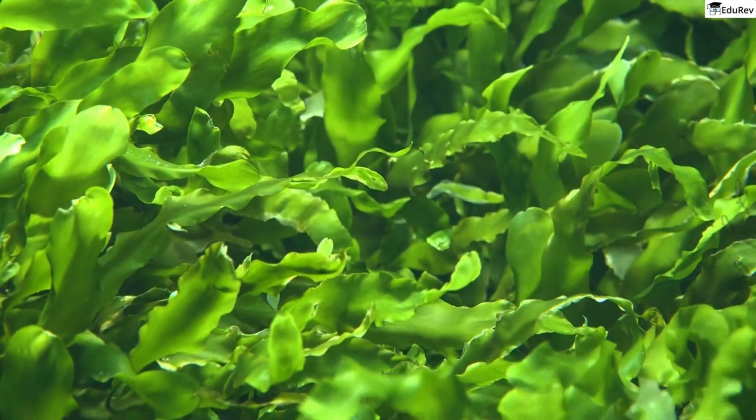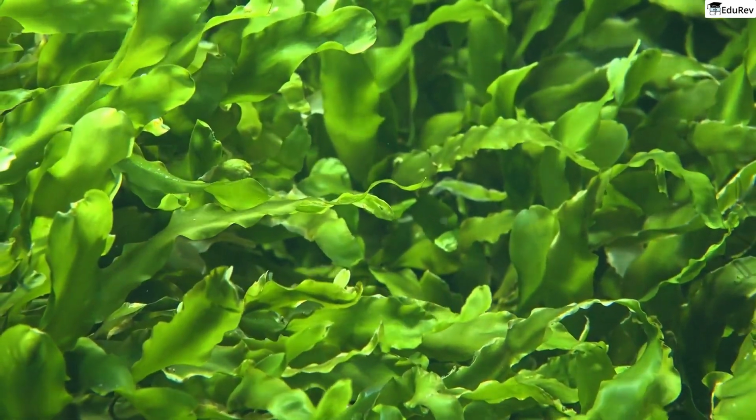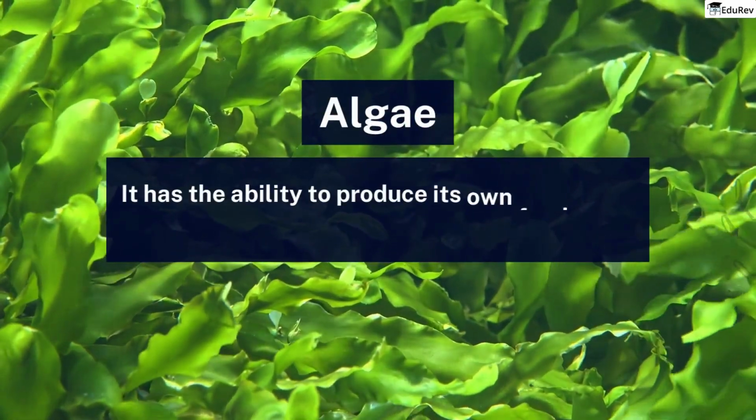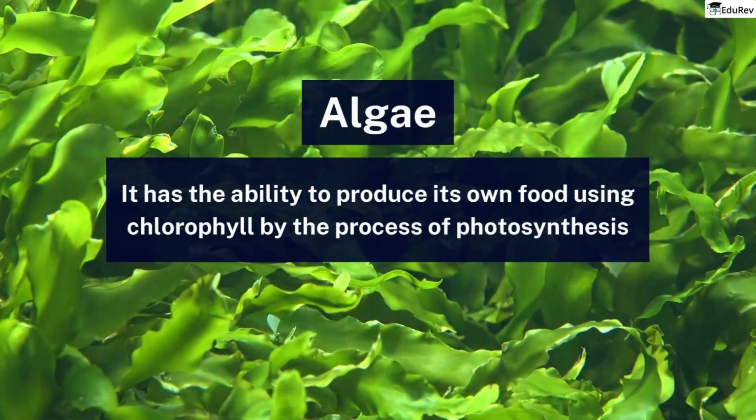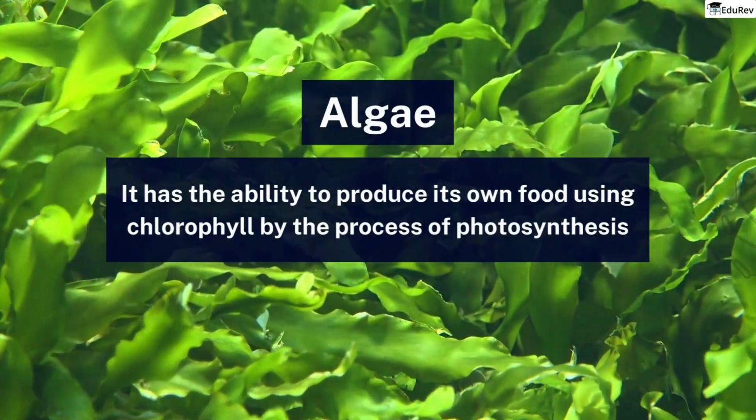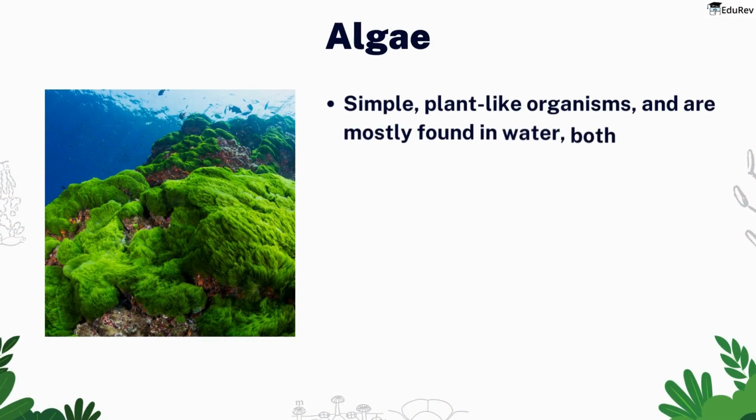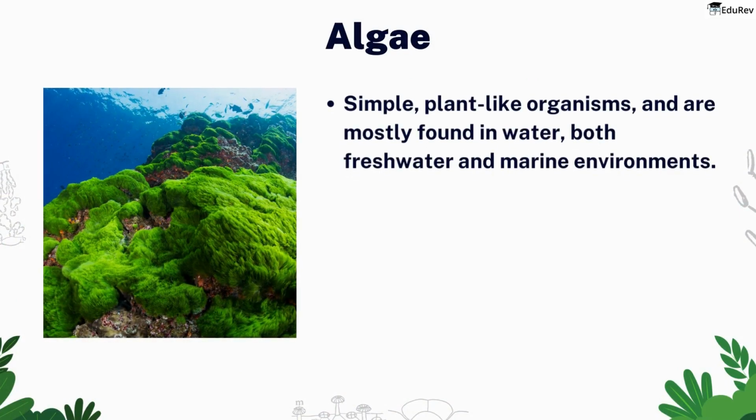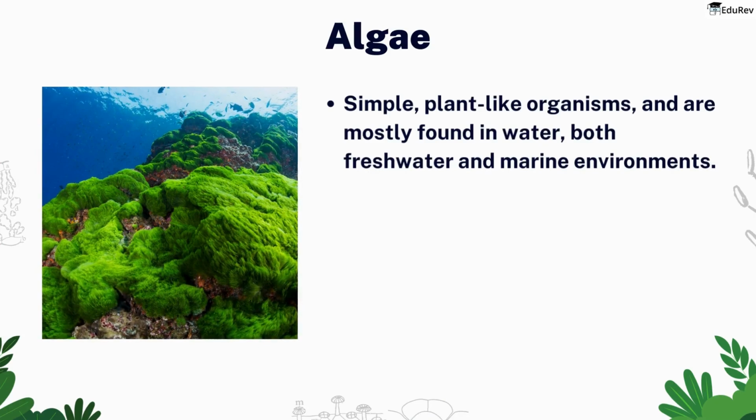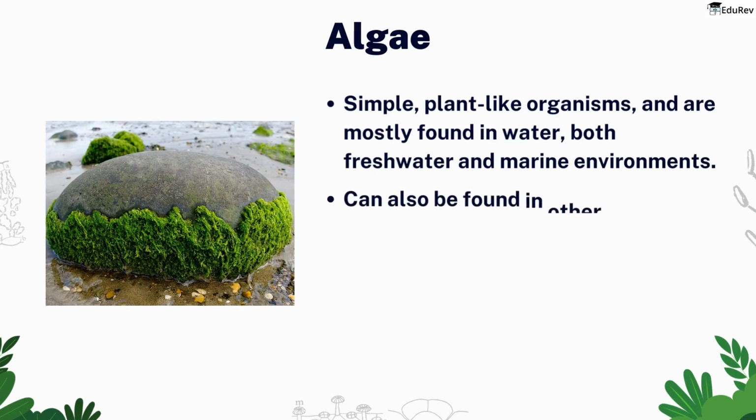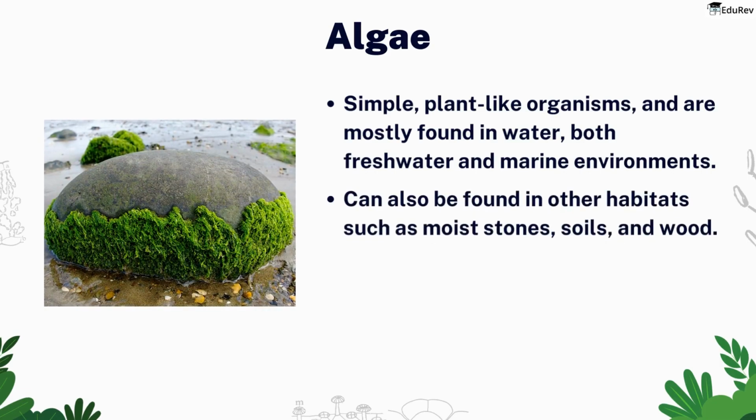Are you familiar with an organism that resembles a plant? It's called algae, and it has the ability to produce its own food using chlorophyll by the process of photosynthesis, similar to plants. Algae are simple, plant-like organisms, and are mostly found in water, both freshwater and marine environments. However, algae can also be found in other habitats such as moist stones, soils, and wood.